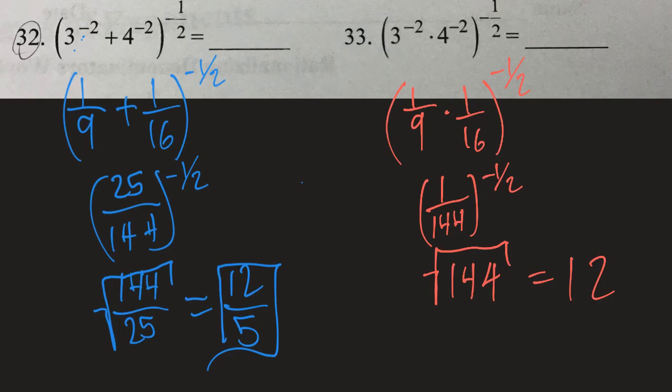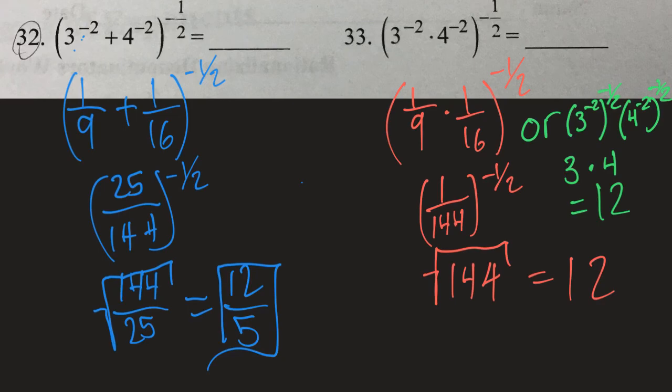So with 33, we could approach it this way, just like the last one, where we convert it to fractions. We get 1/9 times 1/16 is 1/144. And then we're going to take the square root of the reciprocal, so the square root of 144, and get 12. But we could have also used our rules from before.